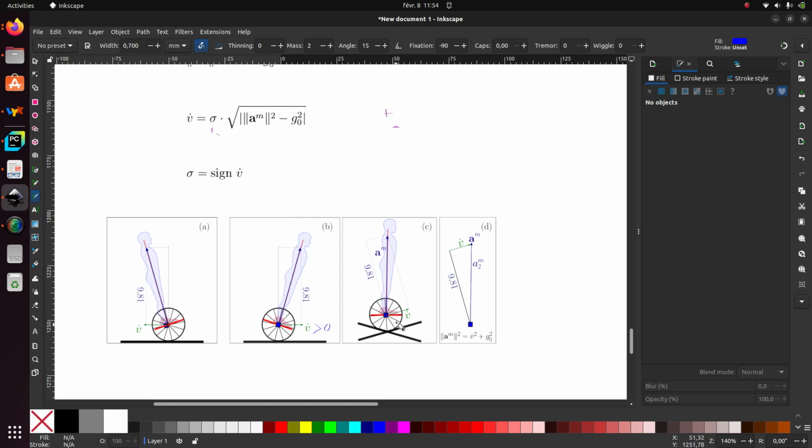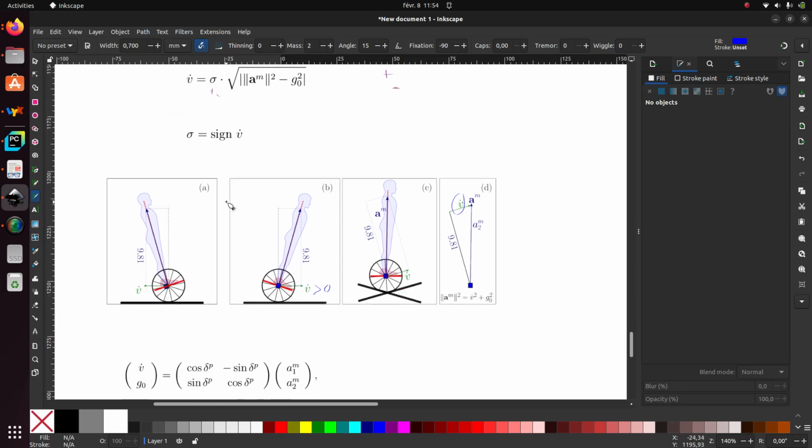So these two situations are similar from an inertial point of view, and here I draw the triangle in the body frame. So here I have 9.81, here the acceleration it measures, and here v dot, and I can see that what I measure is always greater than g0. I am able to find v dot, but which sign it is is something which has to be estimated.